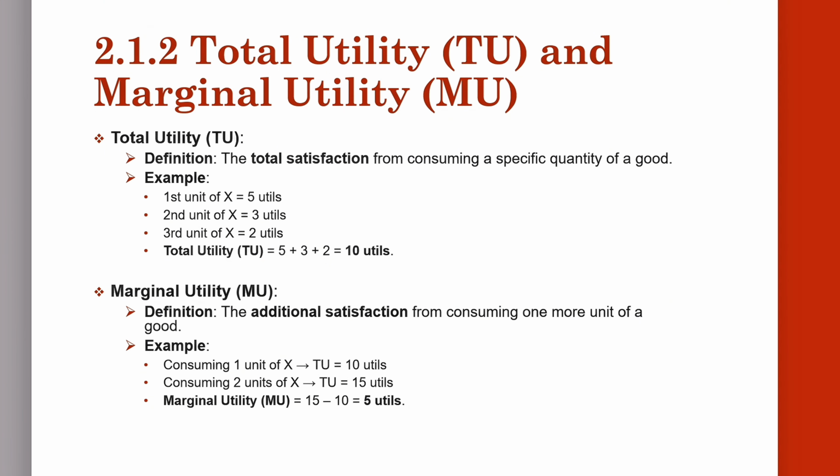Here's another example. Suppose drinking a glass of water after a long walk gives you 10 utils. The second glass might give you 6, the third glass might give you 2, and the fourth glass might even make you feel uncomfortable, right? The extra utility from each unit falls. That's the core idea behind marginal utility.